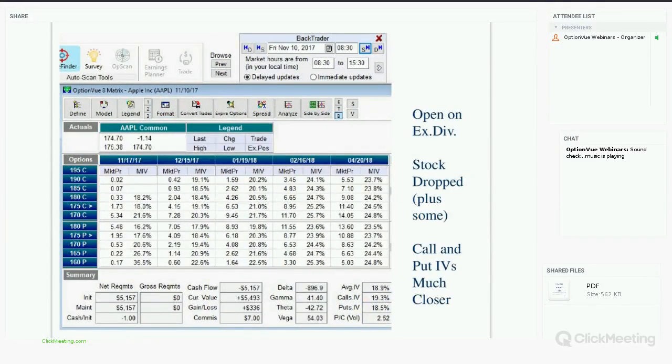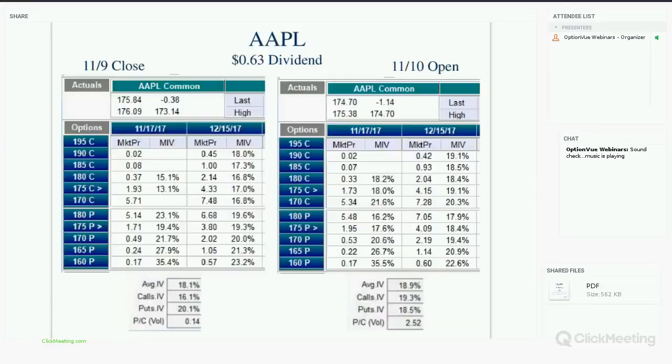Now, here's the open on Ex-Div. You can see now that the call and put IVs are much closer, much more closely aligned like this. Let's just put these side by side. I just took a few columns, putting them side by side. So here's the close, here's the open, and here are the averages down here. You could see that the call averages actually went up and the puts dropped. There's still a little bit of a separation, but again, remember that's taking into account the whole matrix.